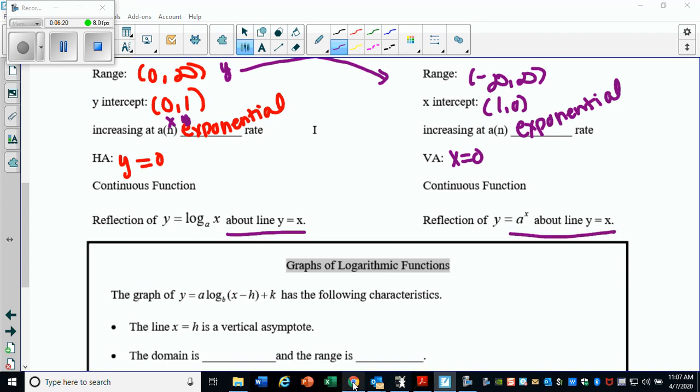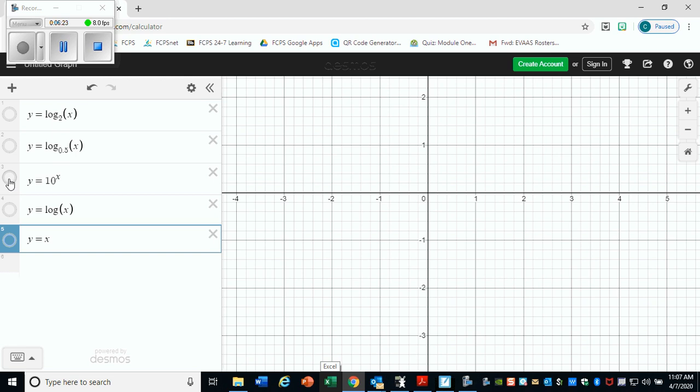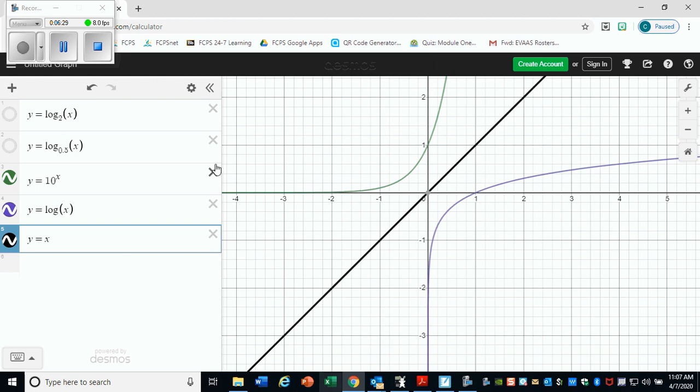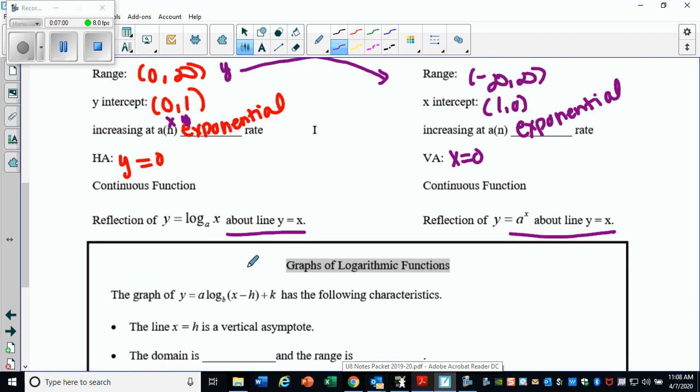Now if we take a look at my graph, let's graph my exponential function and my logarithmic function. Now let's also graph the line y equals x. Remember that they are reflections over the line y equals x if they're inverses of each other. So if I take this green line and fold it over my black line, it's going to land on my purple line. If I fold my purple line over my black line, it's going to land on my green line. So they are inverses of each other. If you had a piece of paper and folded it along this line, these two would be directly on top of each other. That's going to be key whenever we get into graphing logarithmic functions.